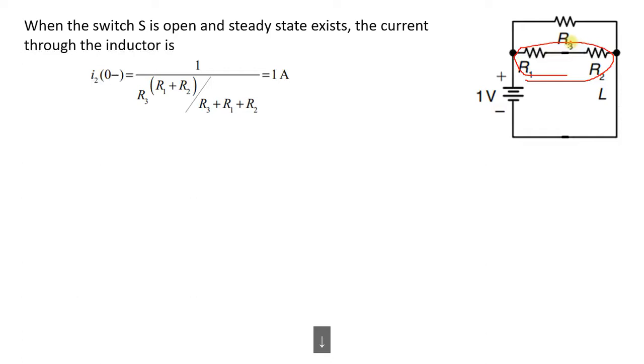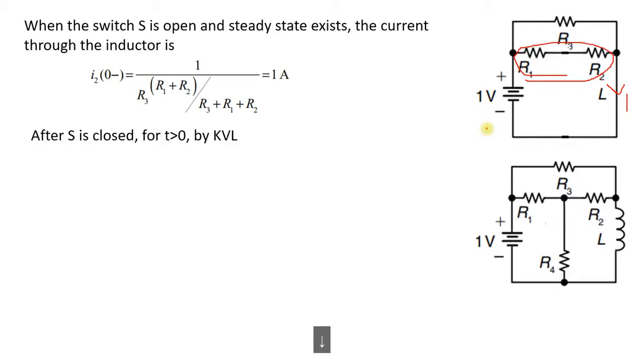This is given in the formula. If I simplify this, the current through this short circuit is around 1 ampere. So this is the initial current through the inductor. Now the switch is closed, and the resultant circuit looks like this. There will be three loops, and you write the loop equations. Take this as loop 1, this as loop 2, and this as loop 3.